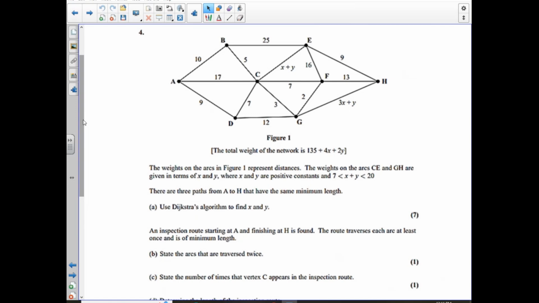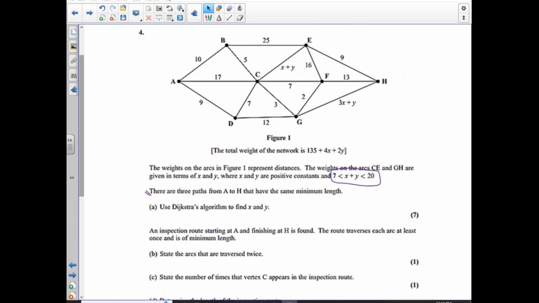So we're only looking at part A on this one. I haven't actually thought how to do this. Use the Dijkstra algorithm to find x and y, it says. Then the question says weights represent different distances. Weights on C, E, and GH are x because x and y. And we know that x plus y is between 7 and 21. Important bit of information, it says there are 3 paths from A to H that have the same minimum length.